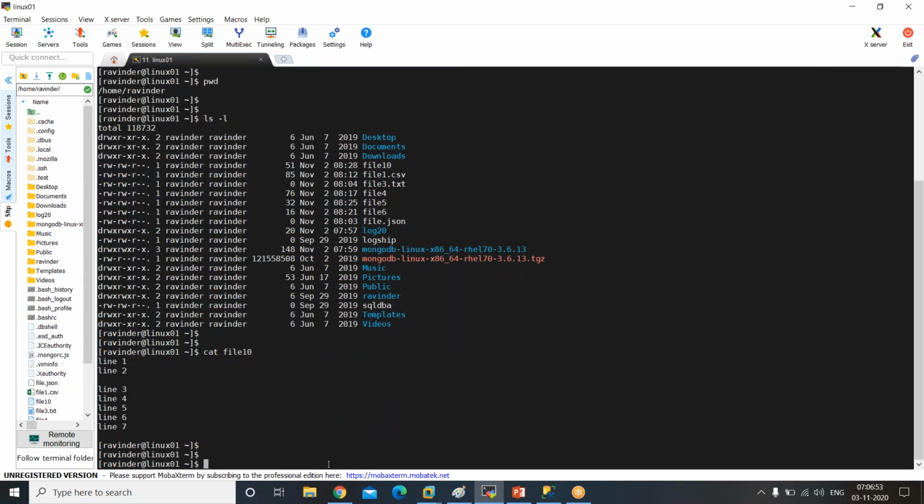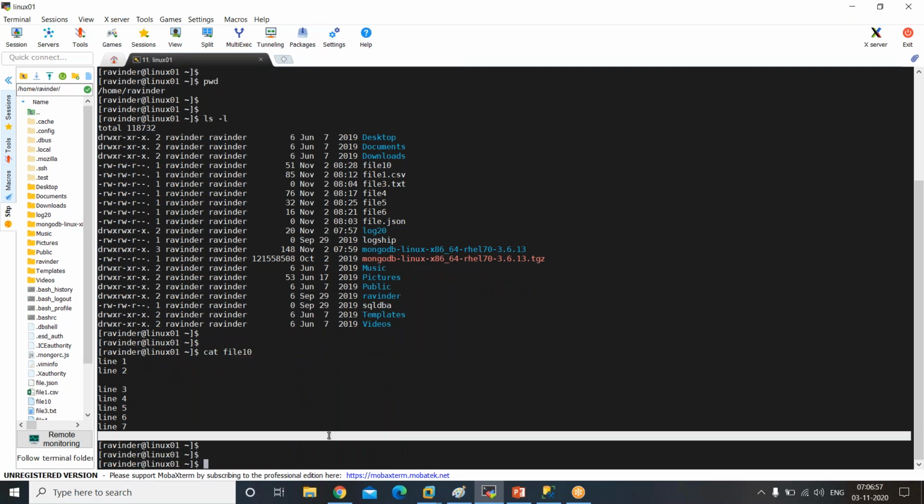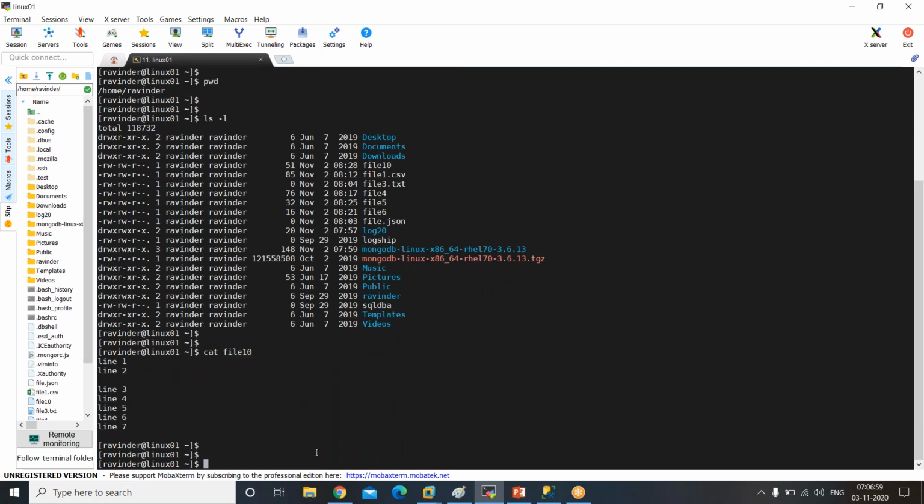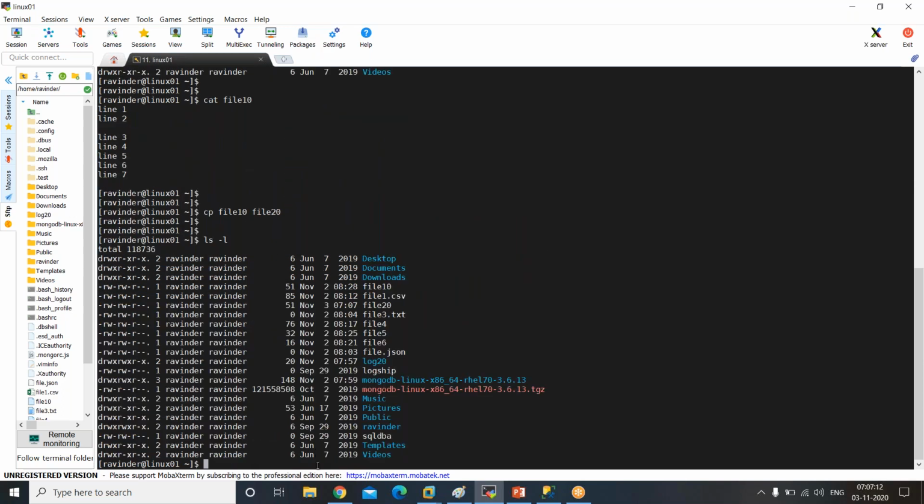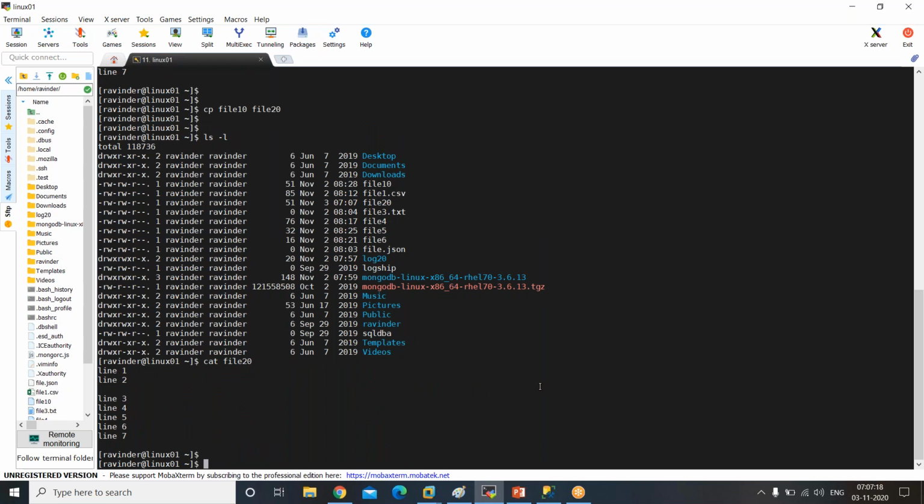So we have some data in file10. I want to copy this. So how do I copy? cp. cp means you'll just create a copy. File10, I want to copy file10 as file20. Do I have file20? No. So if I run this, it is going to create a copy of that file. It's so simple anyway. See? If I read file20, you find the same data. It is copied.